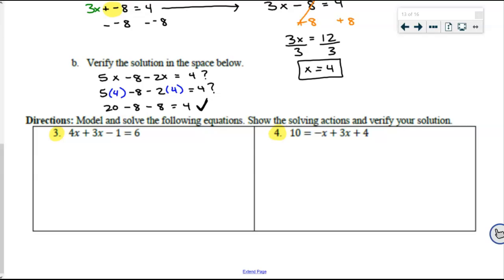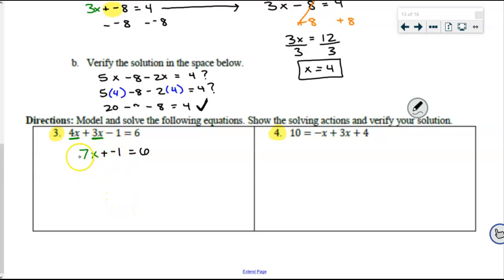Number 3. Notice first and foremost, this is an equation because it is an expression which is equal to another expression. We don't need to worry about simplifying 6. 6 is already simplified. But we do need to worry about simplifying this piece. So before we even start trying to solve, we need to simplify. If I have 4x tiles and 3x tiles, I have 7x tiles. And minus 1, that's just an extra negative 1 tile, all equal to 6.